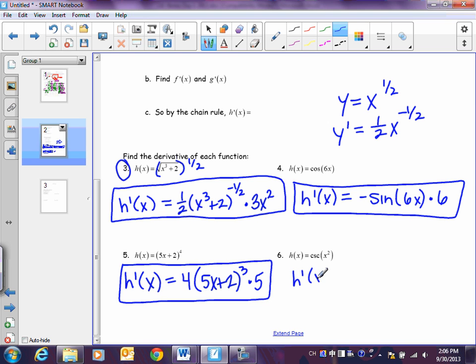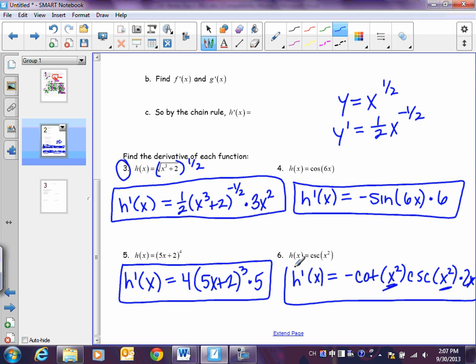You should have gotten h prime of x equals negative cotangent x squared cosecant x squared times 2x. I barely get that squeezed in here. You do need the x squared here and here. The reason is because the derivative of cosecant of x is negative cotangent x, cosecant x. Here, the inside part was x squared. You need it in both places.